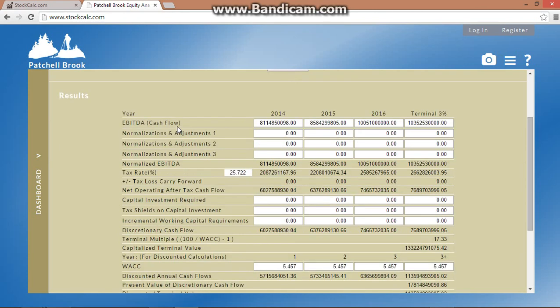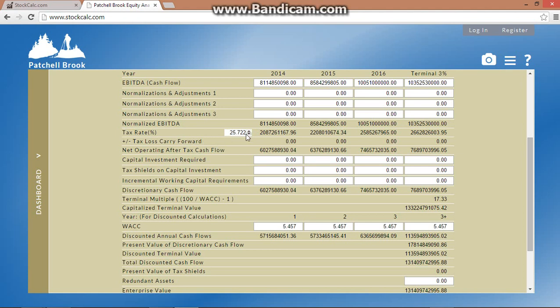Discounted cash flow is a fairly complex calculation, the essence of it being that we take a forecasted cash flow, 2014, 2015, 2016, and beyond, from a forecast that we've done previously. We apply any normalizations or adjustments that we think are appropriate to that cash flow to come up with a normalized EBITDA or normalized cash flow. EBITDA being earnings before interest, taxes, depreciation, and amortization. We apply the tax rate that's appropriate for the company based on the financials, remove those taxes, and we have a net operating after-tax cash flow that's generated.